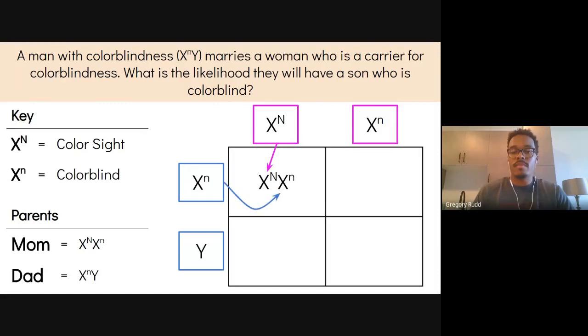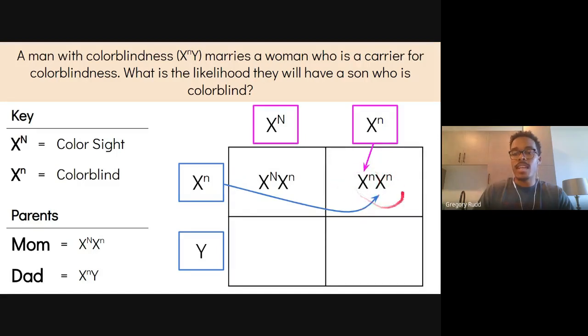But mom's dominant allele is going to drop down. Dad's recessive allele is going to slide over. I end up with a heterozygous genotype here. Mom's recessive allele is going to drop down. Dad's recessive allele is going to slide over. I end up with a homozygous recessive genotype here.